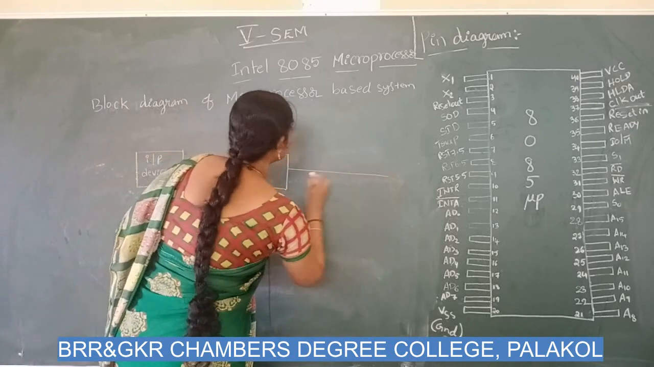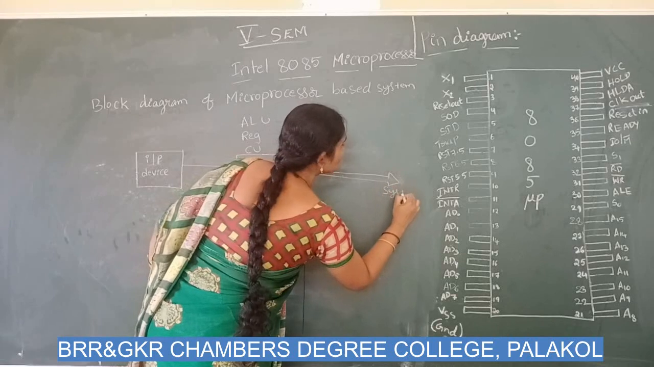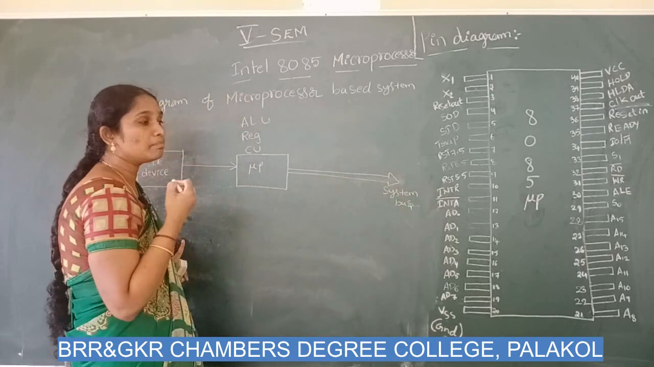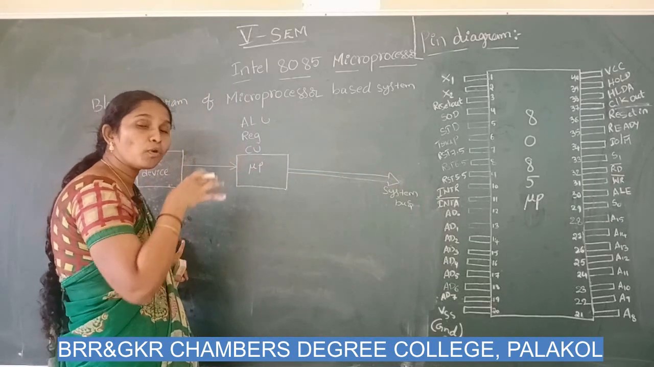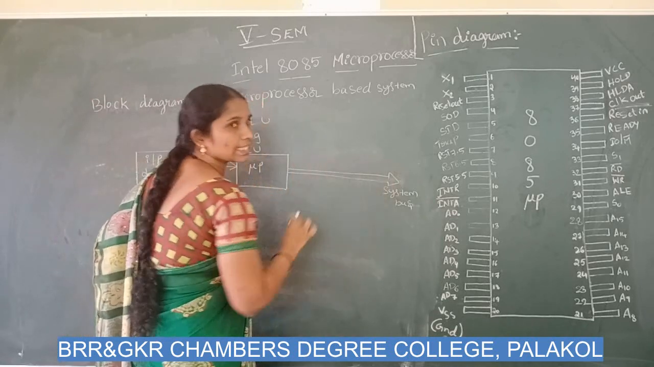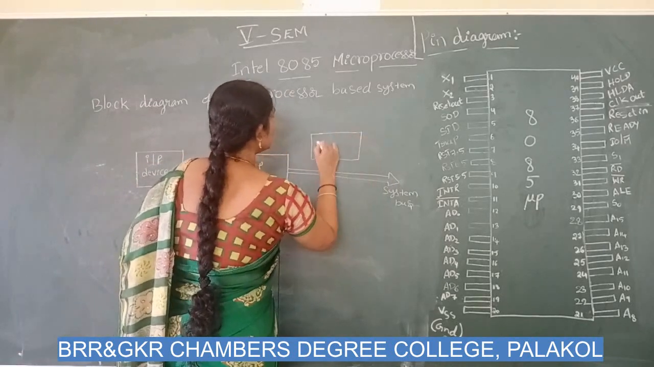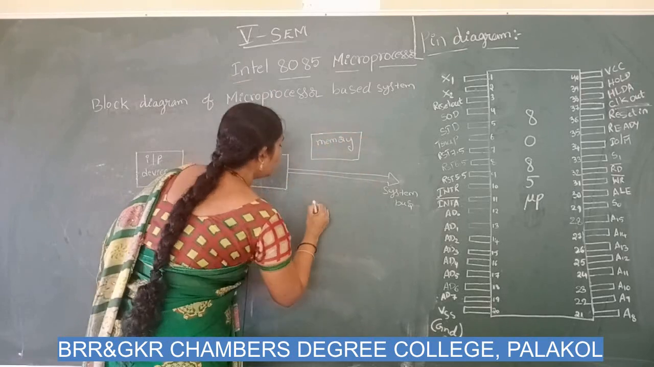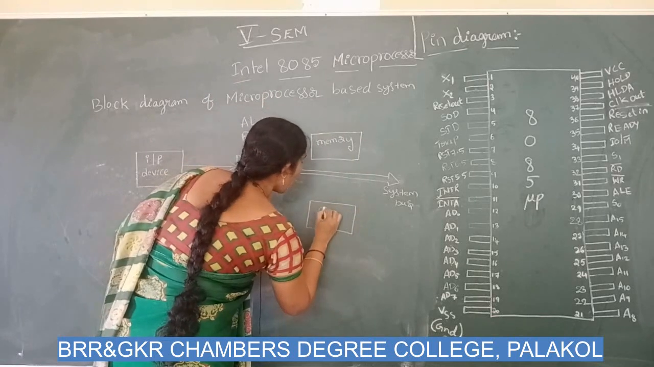And it has a system bus. Here this is a system bus. A bus is nothing but a group of lines, that means a group of connecting wires is nothing but a bus. So this is a system bus. Another device is the memory. And after that, there is an output device.